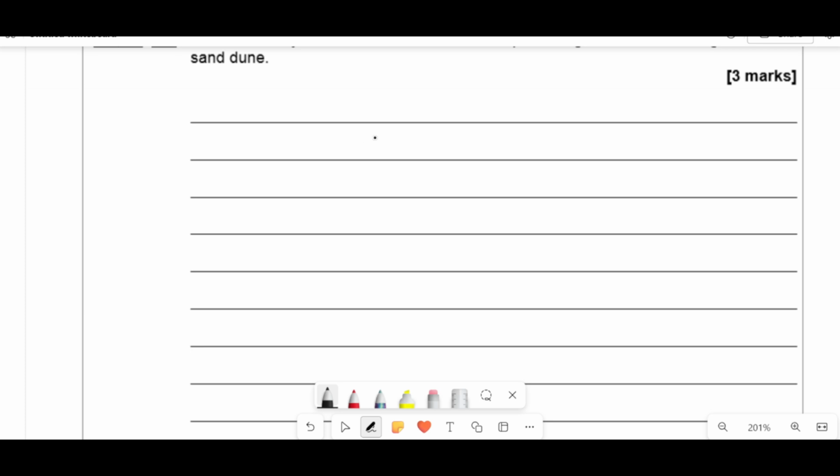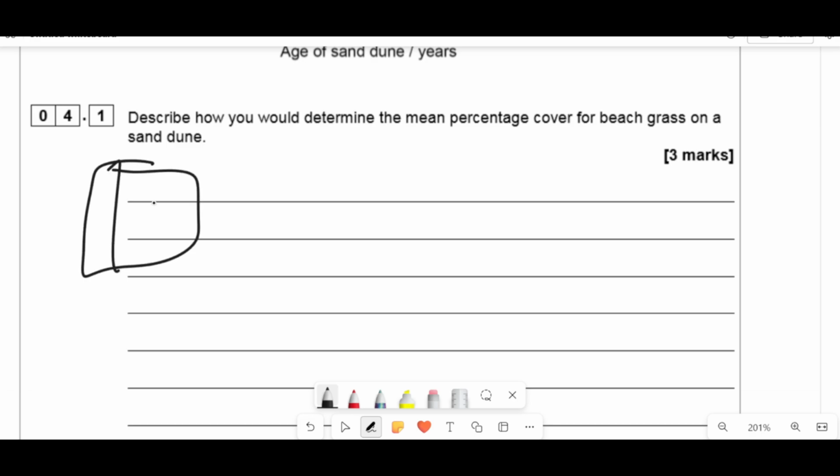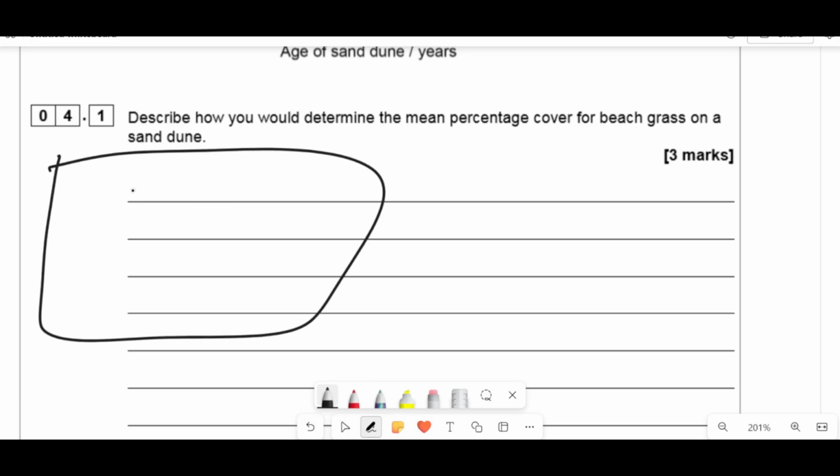So if we're looking at percentage cover, we're going to put quadrats down and count up how many are covered, right? So if we're going to do that, we need to describe how we're going to decide where in this entire area we're going to do it, because it's not practical to put quadrats in the entire area. So what we do is we randomly chuck them around and then you get a good spread, right?